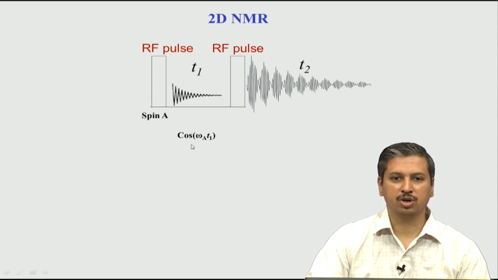So, that evolution, if you recall what we saw in the 1D NMR part, is written as cosine omega T, where omega is the chemical shift or frequency and T is the time. And there is also another factor, the exponential decay because of the relaxation, but for the time being we can ignore it for the sake of the description, it does not matter.